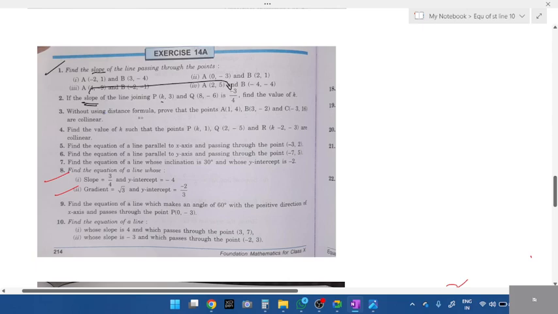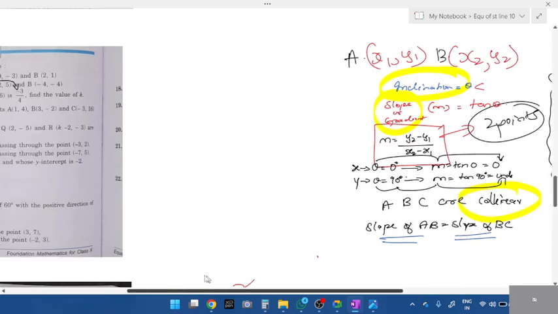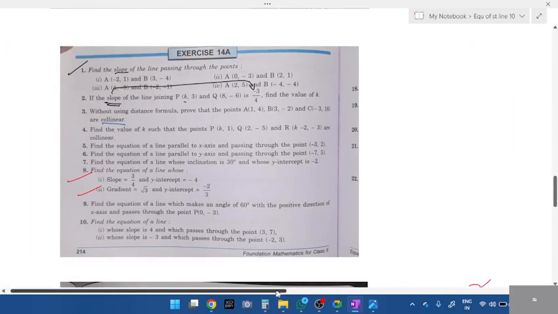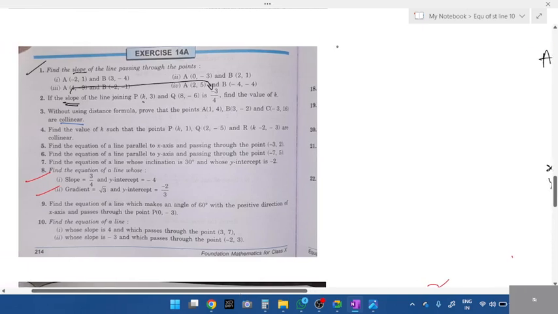Next, without using distance formula, fine. Prove that 3 points are collinear. See, I told you a keyword is collinear. What's the formula we use? Slope of AB is equal to slope of BC. Okay, they can give any alphabet. Just for example, I have written slope of AB is equal to slope of BC. Look here, now slope of AB is equal to slope of BC.